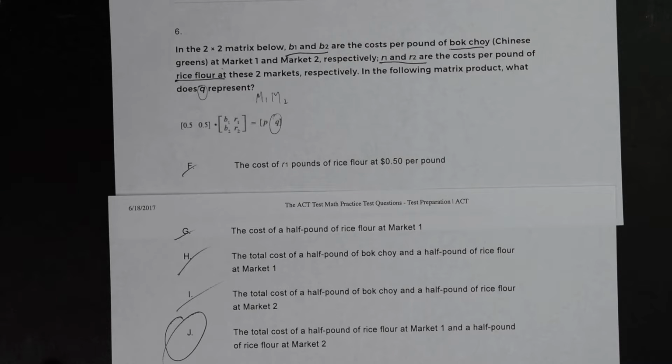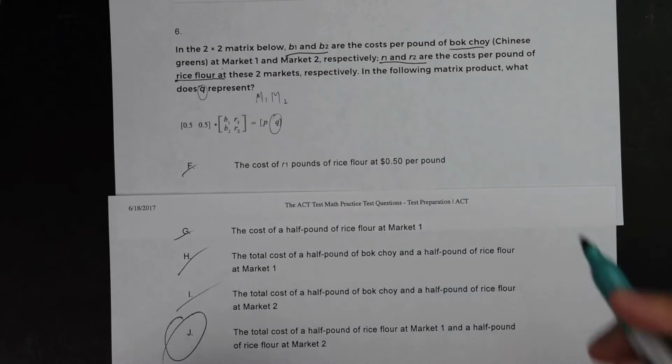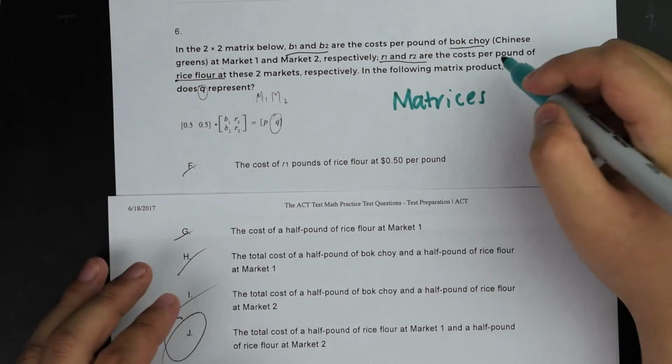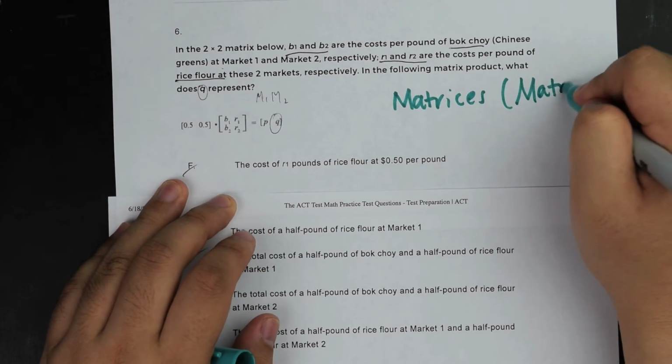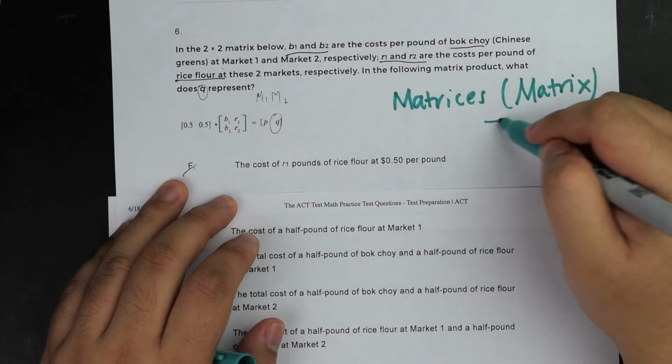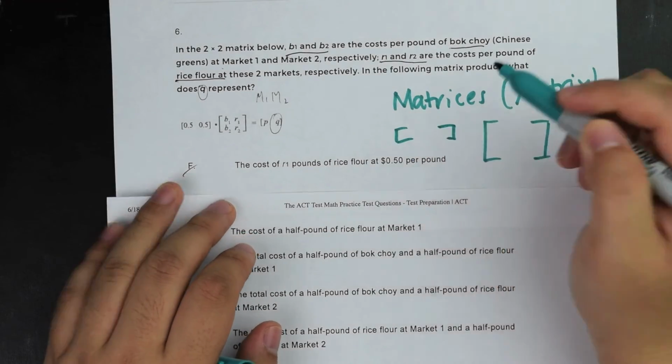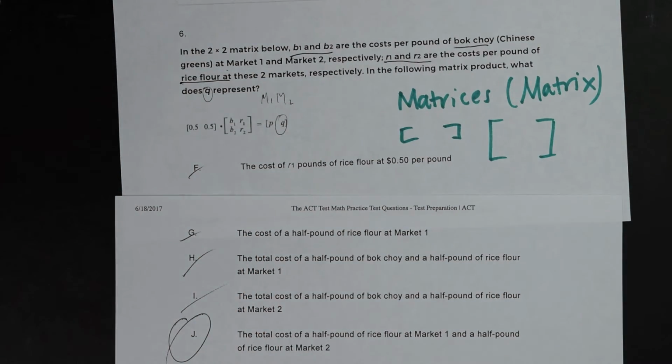And now I'm going to go ahead and explain to you how I did this question. So if it wasn't apparent when you looked at this question, the concept that you do need to know is something called matrices, or sometimes you'll call it a matrix. The idea behind a matrix is that it's sort of like the box brackets. And then for this question, they mentioned that B1 and B2 are prescribed to be bok choy, while R1 and R2 are going to be values for rice flour.